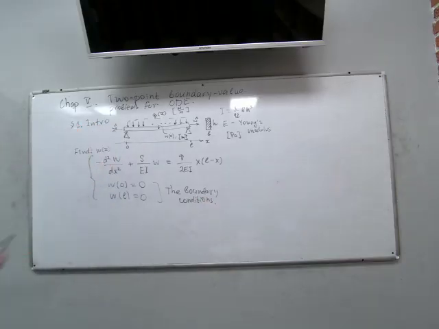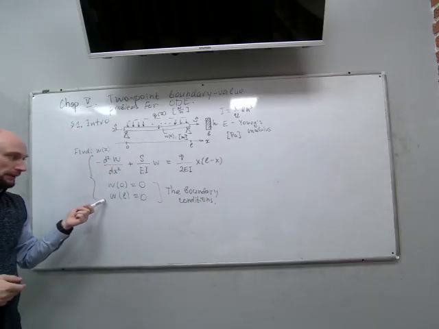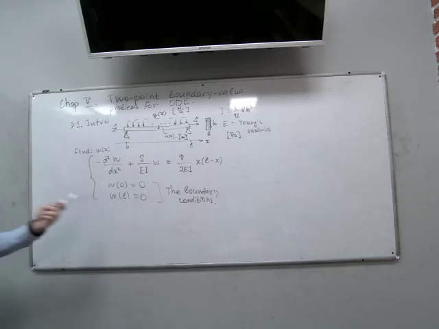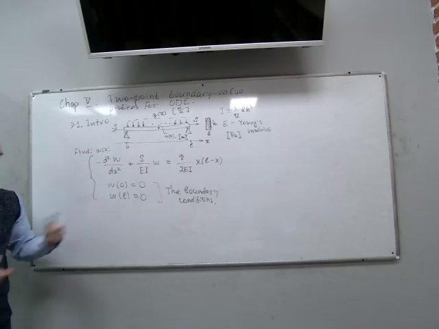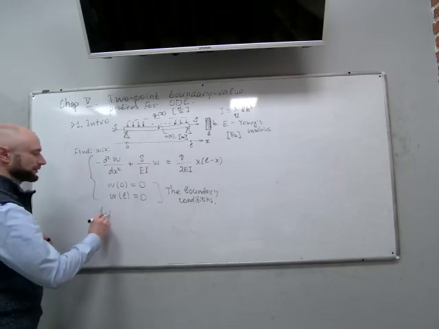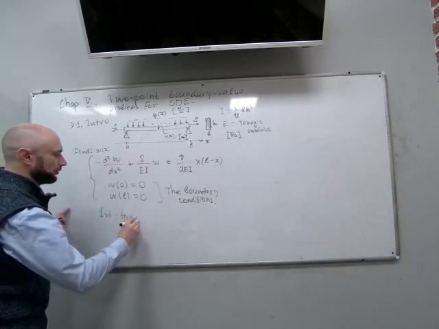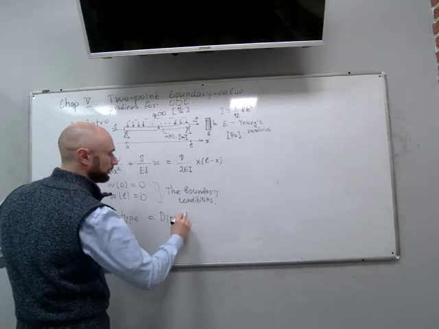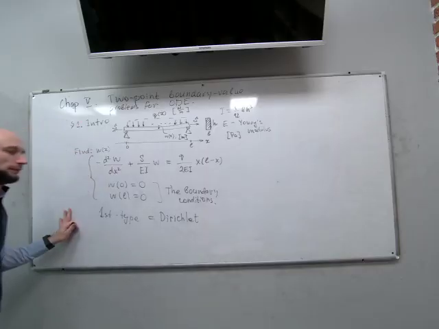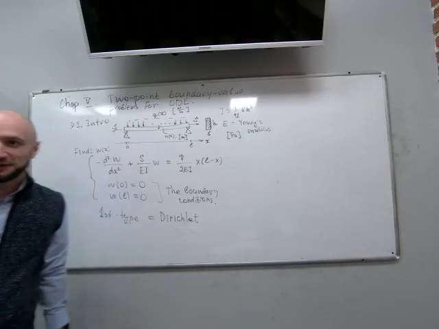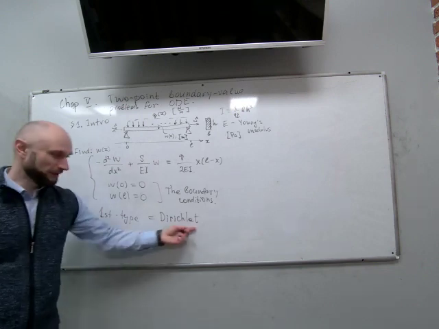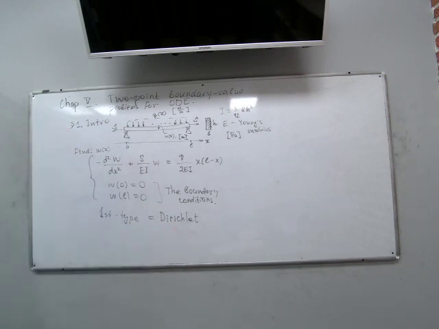In this case that we are currently considering, these conditions are pretty simple. This is a so-called first type, or Dirichlet, boundary conditions, named after the French mathematician Dirichlet, of the 19th century.